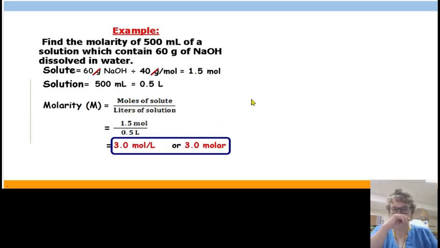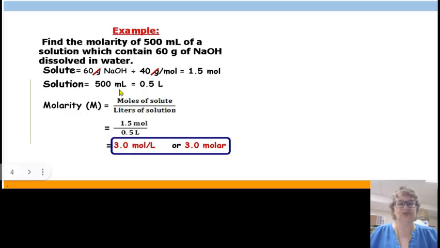So here's an example. Find the molarity of 500 milliliters of a solution which contains 60 grams of sodium hydroxide. The first thing that we have to do is figure out the number of moles of our solute. So we have 60 grams, and we're going to divide that by the molar mass to get the number of moles. When we take 60 and divide it by 40, we get 1.5 moles.